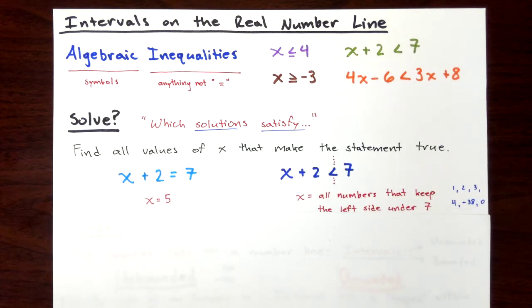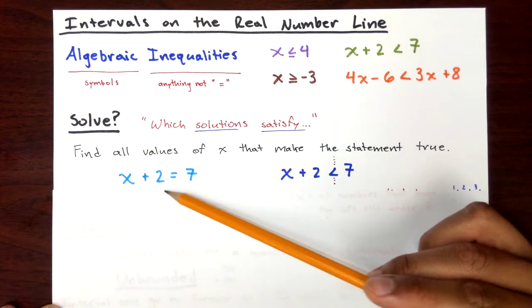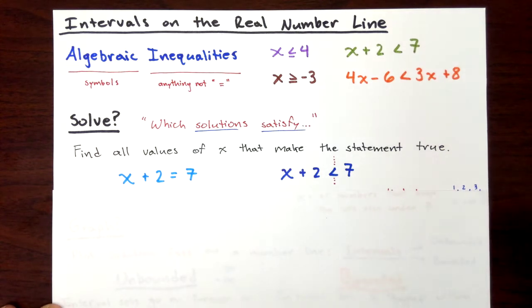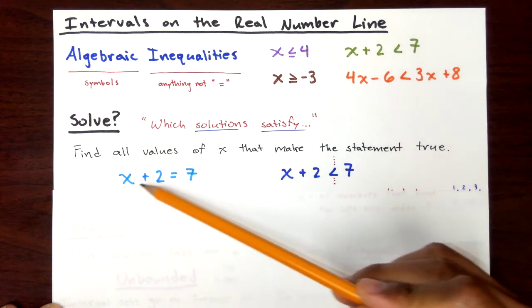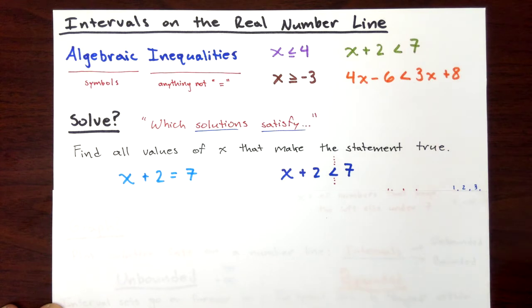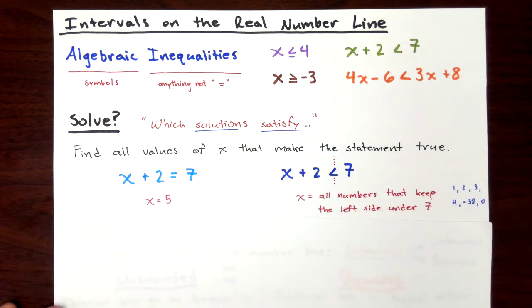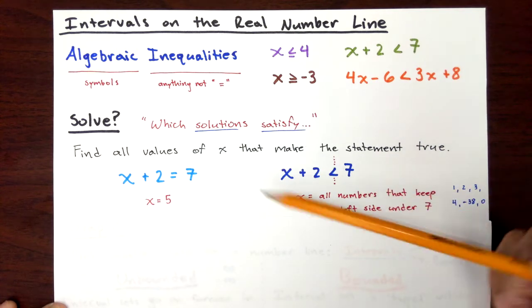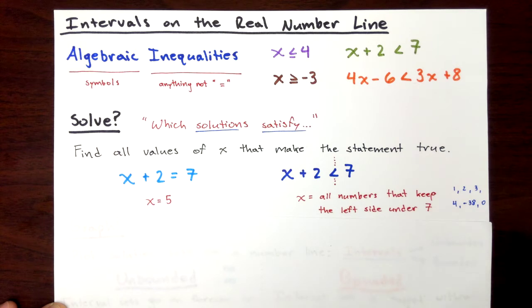So if we look right here, I went ahead and gave you two examples using the example that we had up here. So x plus 2 equals 7. That's an equality. Why? Because it has an equal sign. What does that mean? That means x plus 2 equals 7, so if you were to solve for that, you would do some algebra and figure out that x equals 5. The only thing that can make this equation true is 5, right?